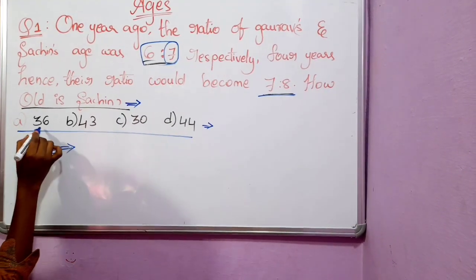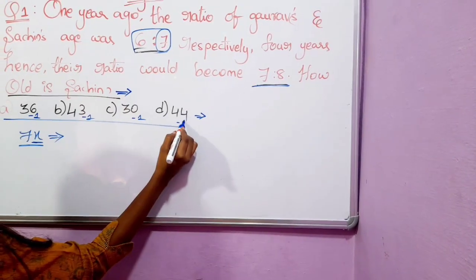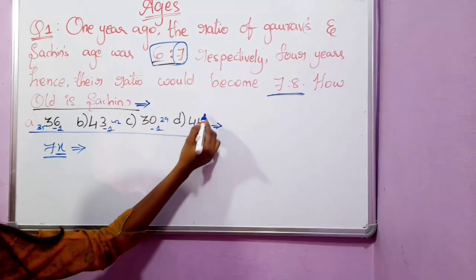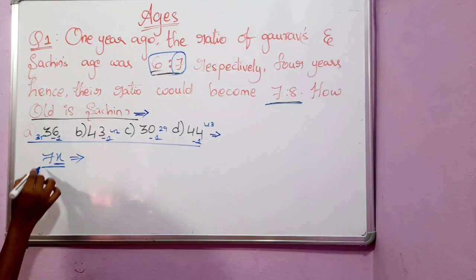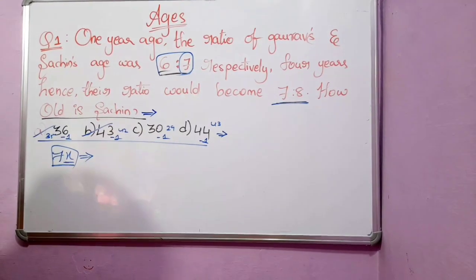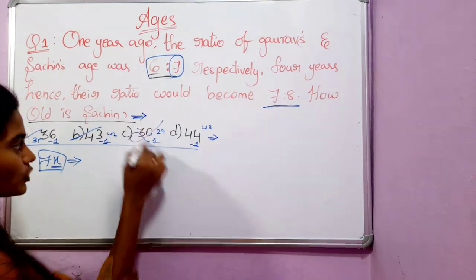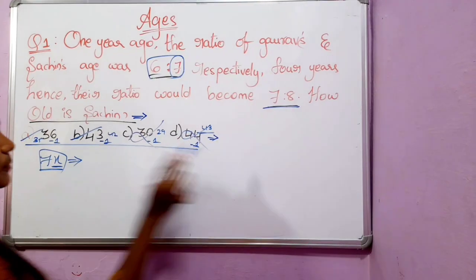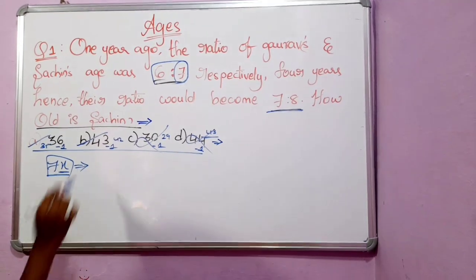Firstly, subtract 1 from each of these options. Here 35, 42, 29, 43. Observe and find the option which is divisible by 7. Yes, 35 is divisible by 7 and 42 is also divisible by 7. But 29 is not a multiple of 7, so we remove this option. And 43 is also not a multiple of 7, so we remove this option. Now we have two options, 36 and 42.